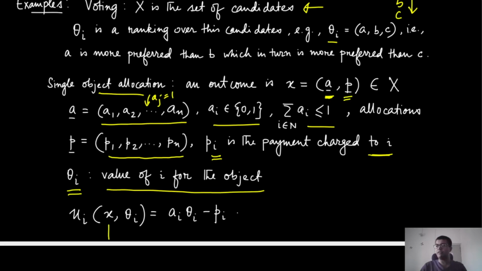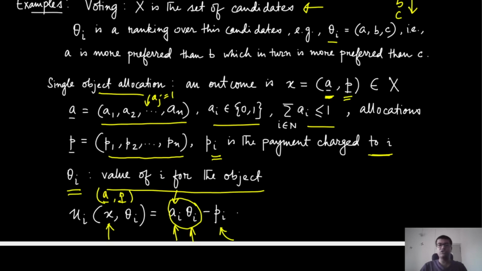So suppose we have a particular outcome x, and x, as you know, will give you both the allocation vector and also the payment vector. Depending on those allocations, I can just multiply the a_i component of it with theta i. So if agent i wins that object, then only he gets this particular valuation, and if he is asked to pay p_i, that is the amount of money that he will have to shell out, and therefore that is going to get subtracted. So this difference is the net utility or payoff for player i.